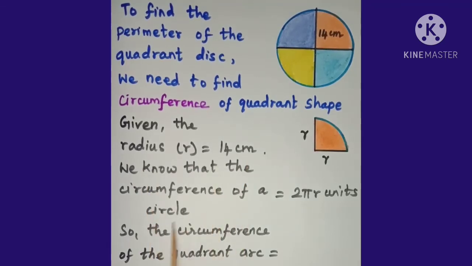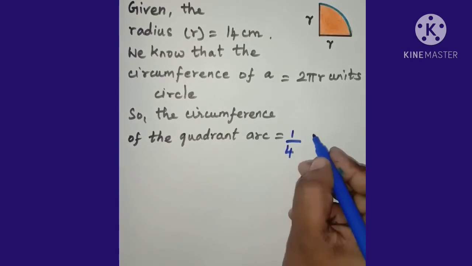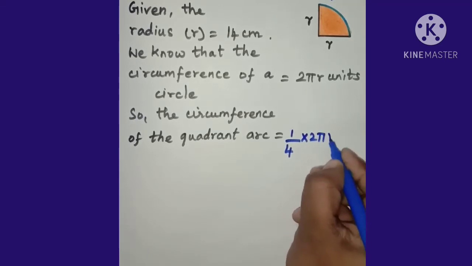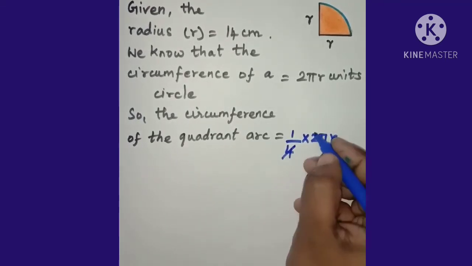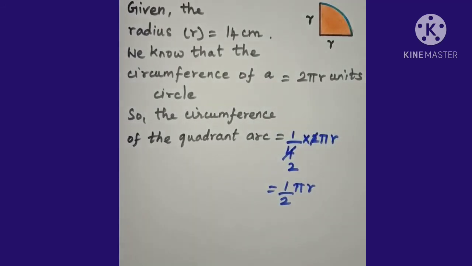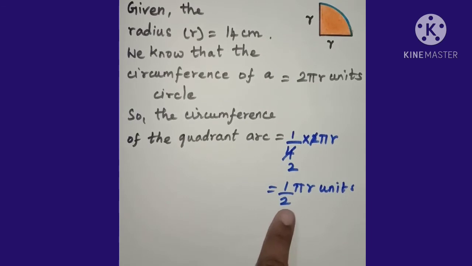We know that the circumference of the circle is 2 pi r units. So to find the circumference of the quadrant arc, which means that quadrant is 1 by 4th part of circle, 1 by 4th part of circumference of the circle. So what is the circumference of the circle? Which is 2 pi r. Now cancelling 4 and 2, we get 1 by 2 pi r. So 1 by 2 pi r units is the circumference of the quadrant arc.